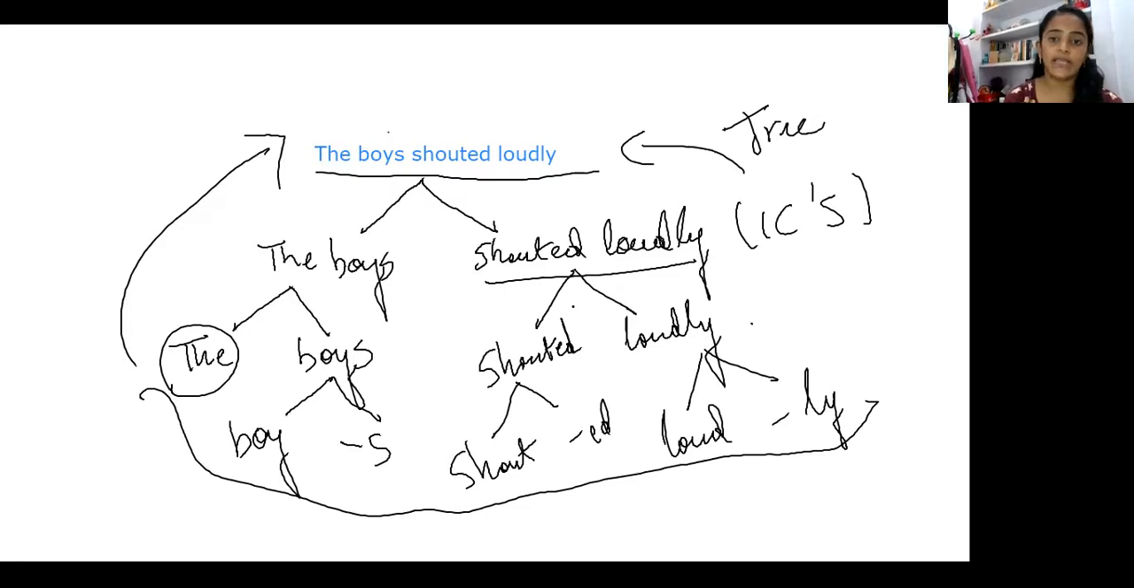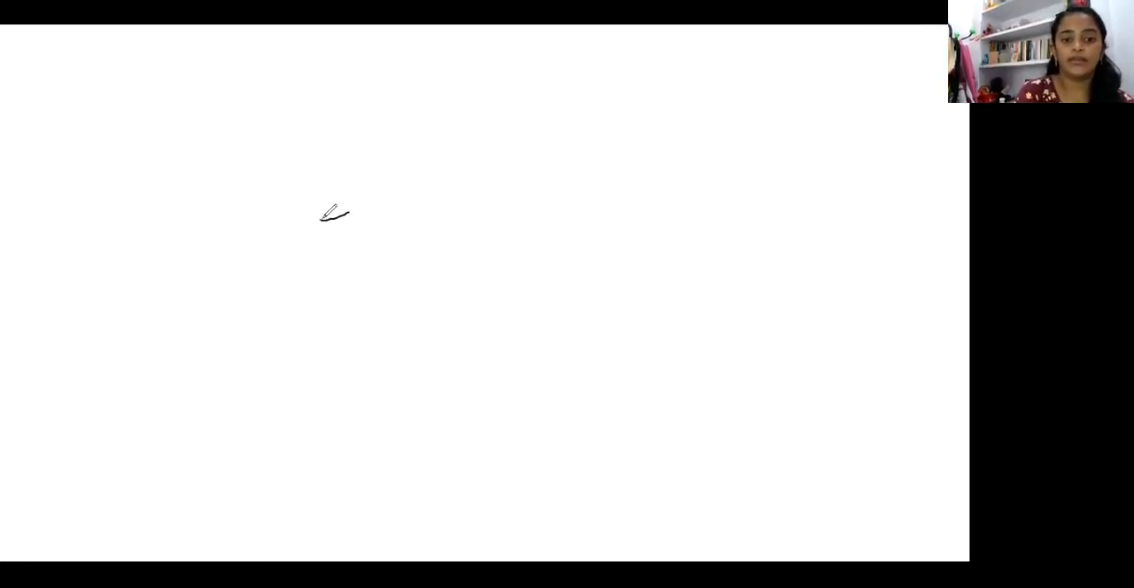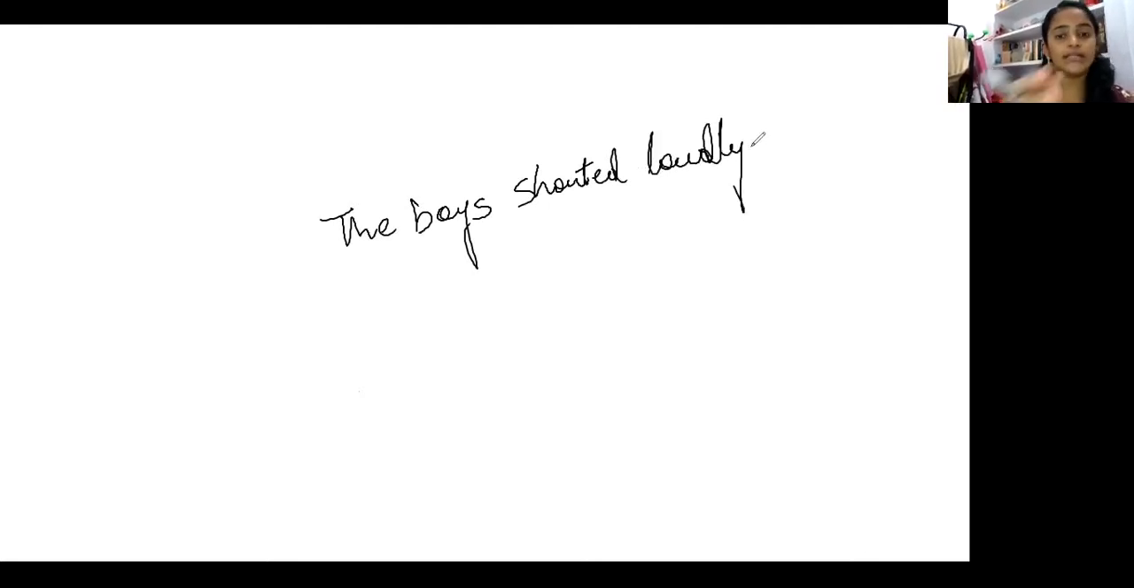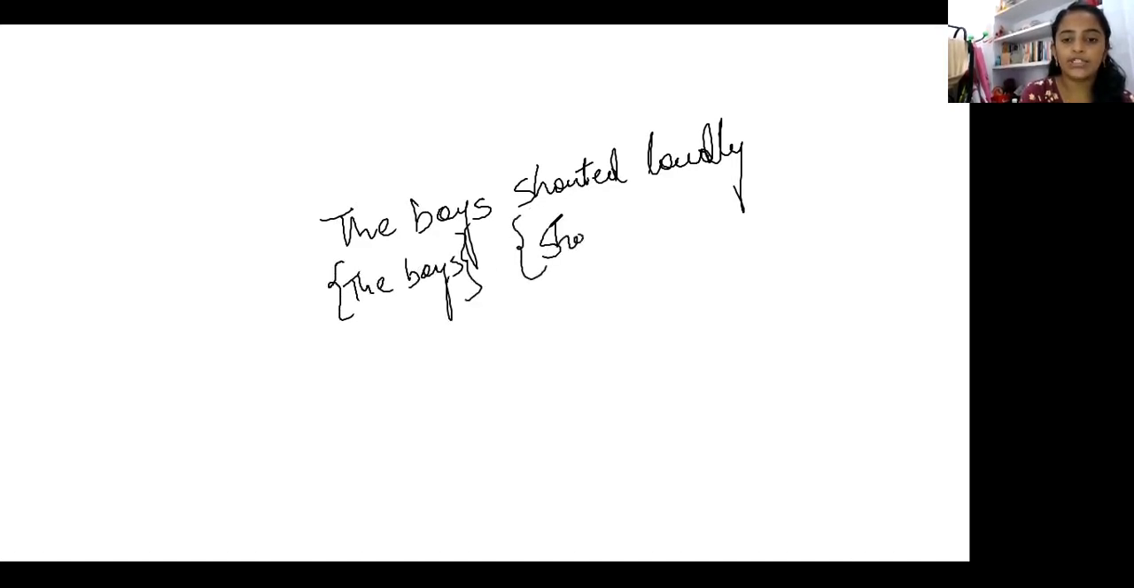Now let's try the same sentence in the bracketing method. Again, the boys shouted loudly. What do you do in the bracketing method? It's the same thing, just that you're not making trees. You begin by breaking it down into two. You make these curly brackets here and say {the boys}, and again curly brackets, {shouted loudly}.